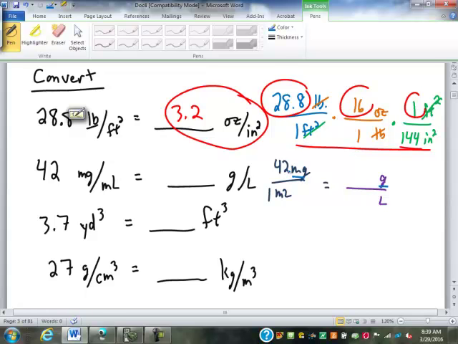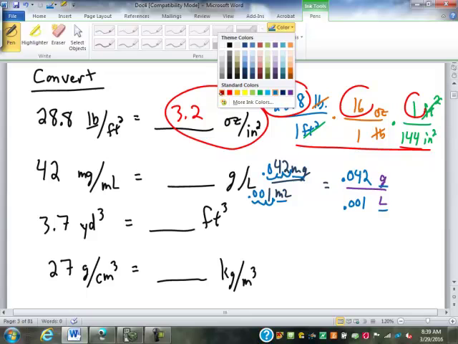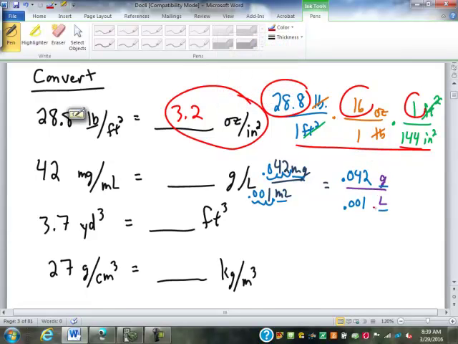Milligrams to grams on the chart is 3 spots to the left. So I move my decimal point 1, 2, I have to add a 0, 3 spots to the left. That's 0.042 grams. Now I'm going to do the same thing with milliliters to liters. That's also 3 spots to the left on the chart. So I take my decimal point and go 1, 2, add a 0, 3, add another 0. 0.001 liters. But now, of course, I have to divide that out. 0.042 divided by 0.001 is 42. So that one just stays 42.